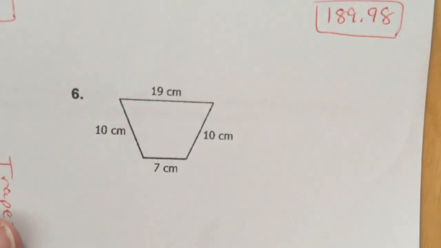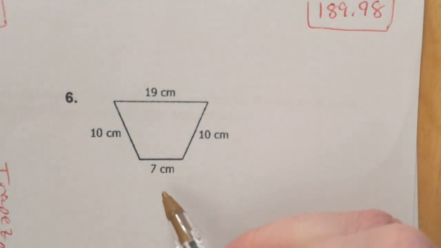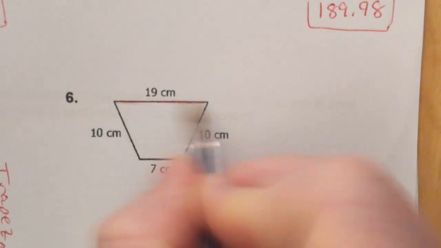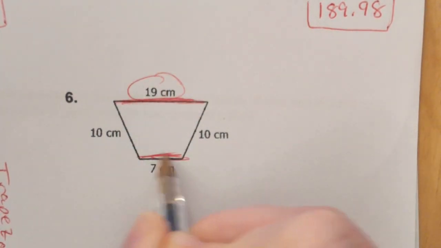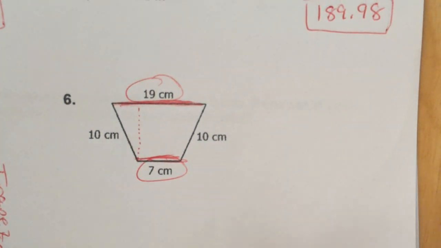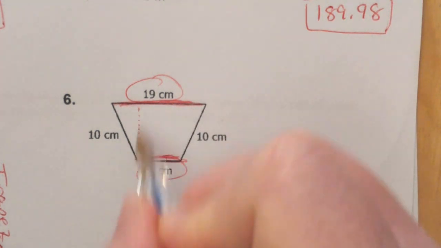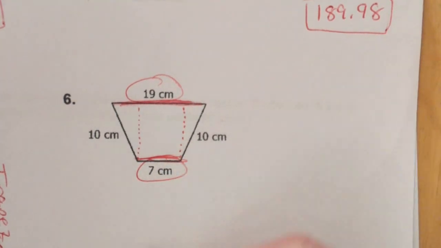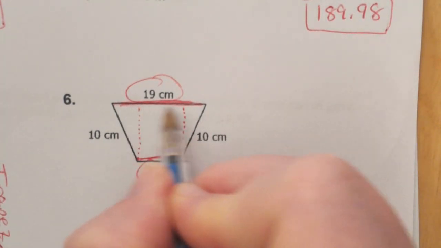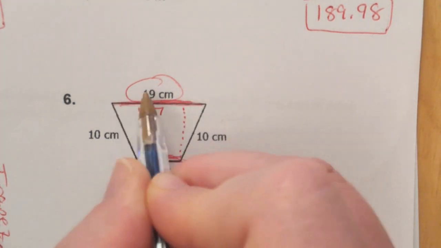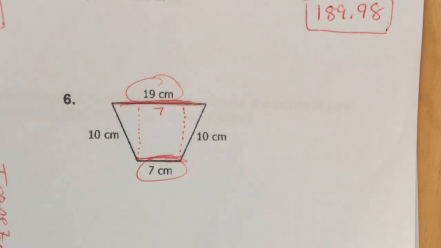Okay, and number 6. This is where it starts getting interesting. What we have here is our bases right here, but we're missing our height. Let's think about this for a second. We're missing this part right here, but you see how we're making a triangle? If I make it over here too, I know that this distance right here is the same thing as down here. So this is 7. Now, if all of this is 19 and this is 7, then 19 minus 7, I have 12 left over.